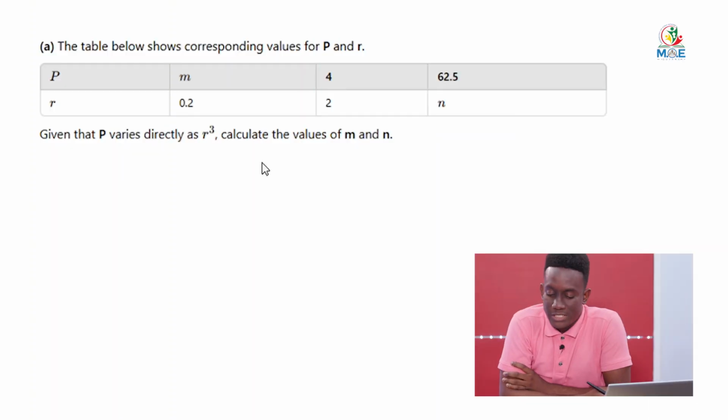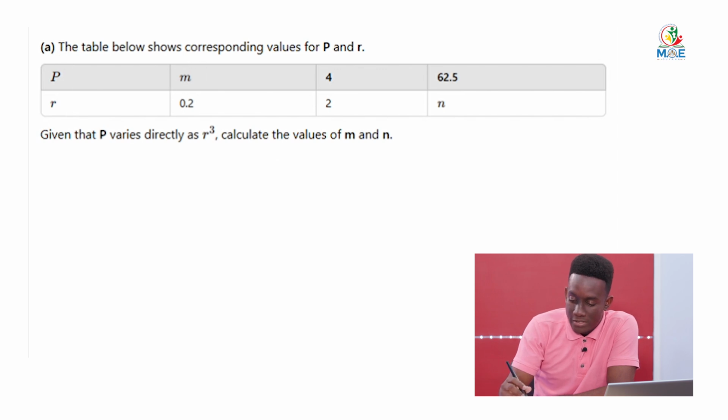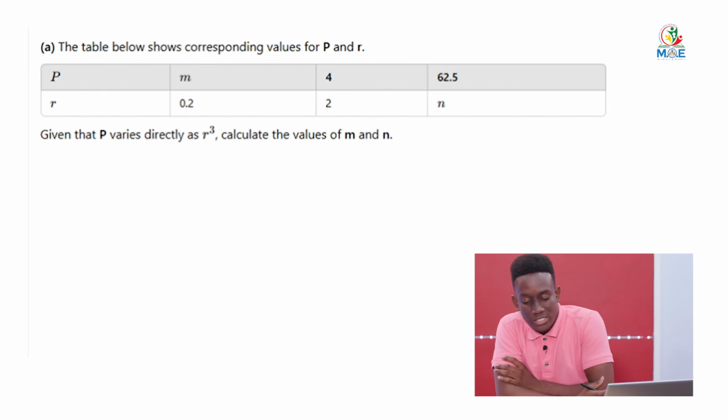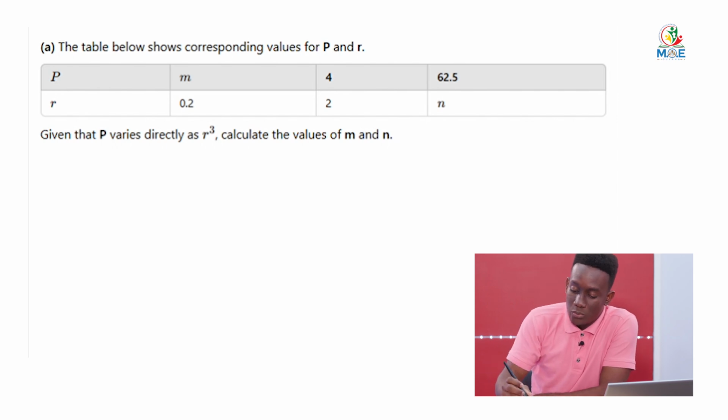So this question says, the table below shows corresponding values for P and R. So here we have P and R and we have the corresponding values M, and that is 0.2, 4, 2, 6 to 2.5 and N. So the question says, given that P varies directly as R cubed, calculate the values for M and N. So they want us to find these unknowns here.